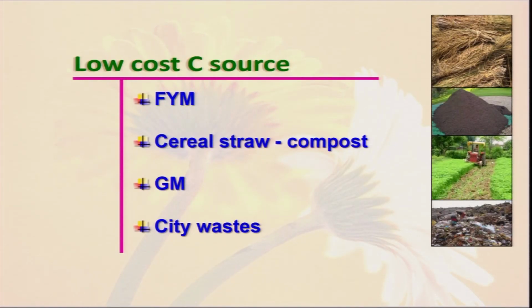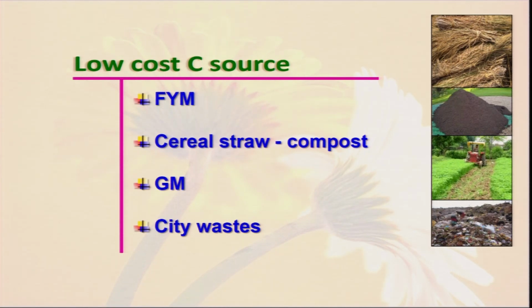What is the low cost carbon source which we can apply to the soil? One is FYM. In organic farming, it is advocated to give different types of low cost carbon sources, cereal straw, maybe rice straw, maize stalk, wheat stalk, which are sometimes waste products that are not used by the cattle, or where the livestock population is not there.